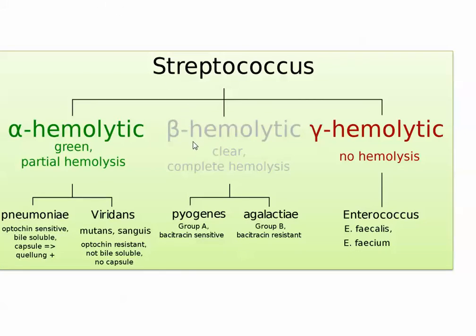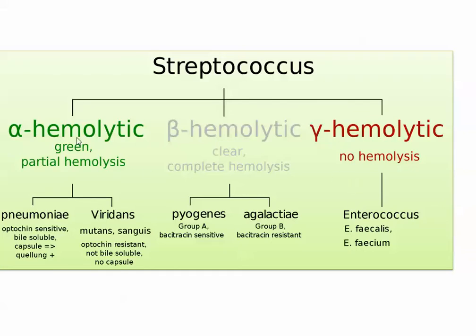Now, the other type of hemolytic is the beta hemolytic. The hemolytic sample will show clear, complete hemolysis with no green, no color, just clearing around it, as if the RBCs are gone. This is caused by pyogenes and agalactiae, group A and group B. The other type is non-hemolytic, the gamma group, which is Enterococcus.